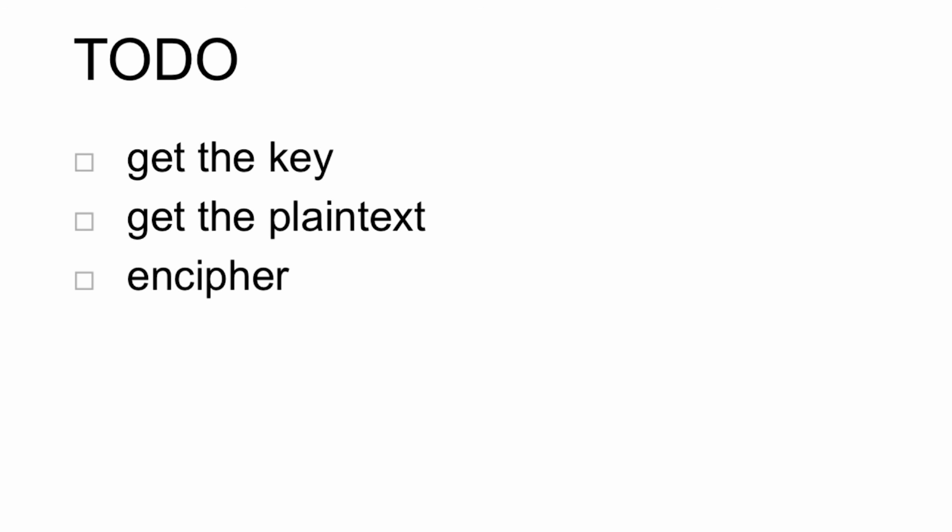Let's tackle Caesar. In Caesar, we allow the user to encode a secret message. So let's dive right in and look at our to-dos for this problem. So first, we get the key from the user. Then we get the plain text that they want to encode. After that, we encipher it for them. And finally, we print their ciphertext.